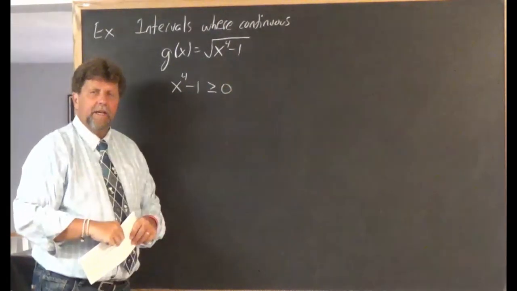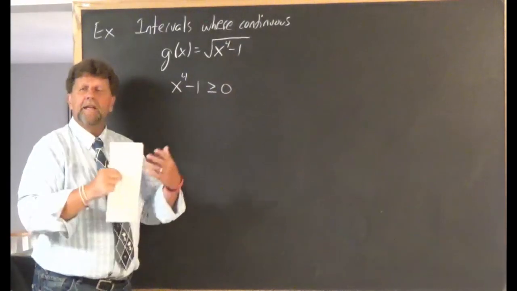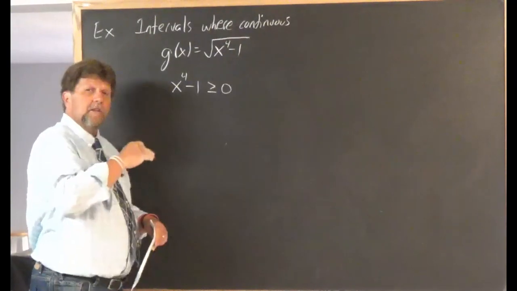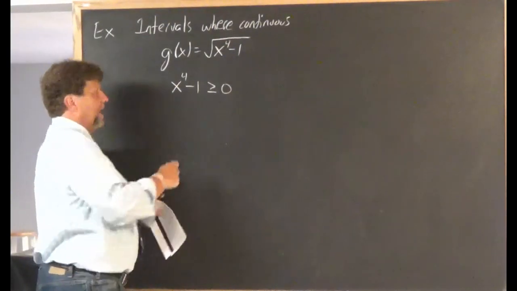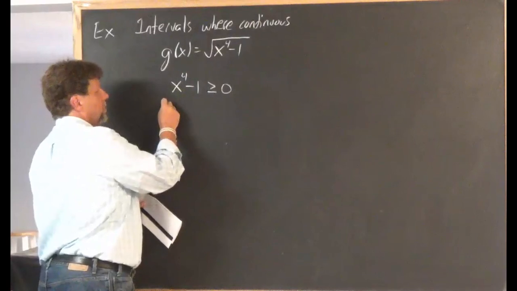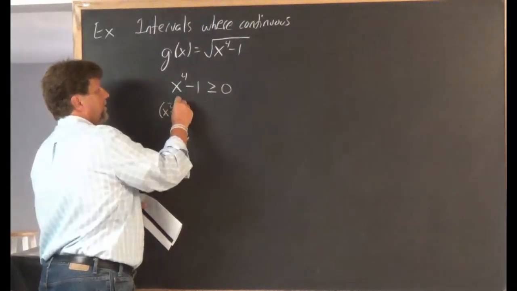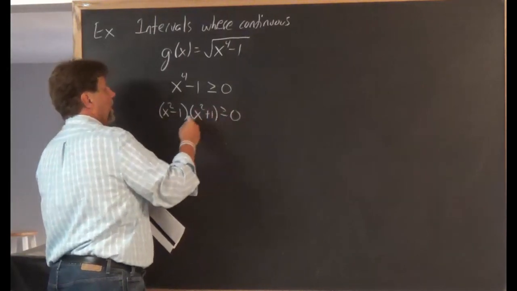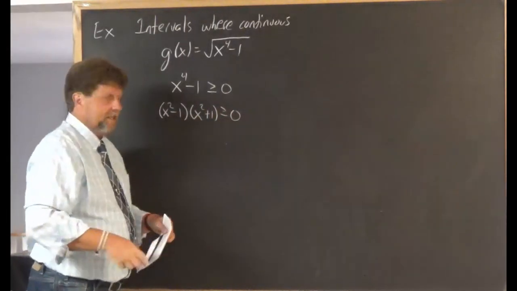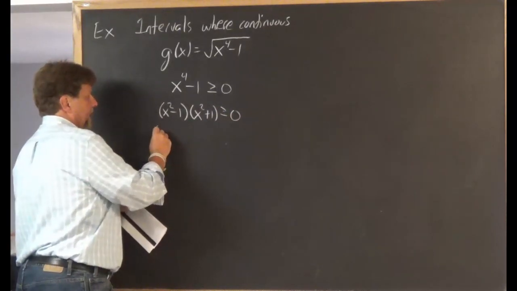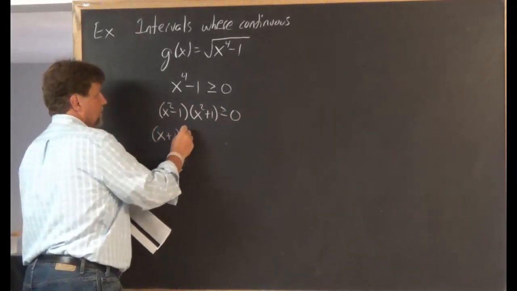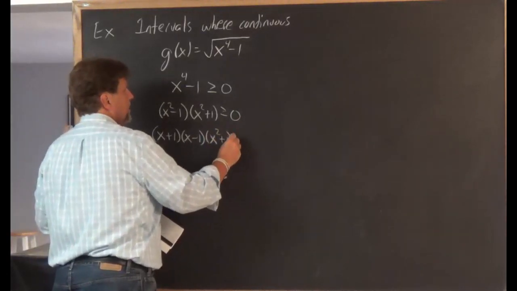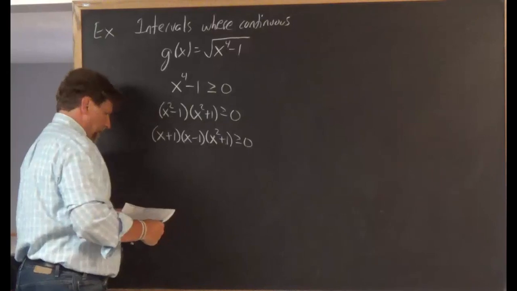I'm going to solve this inequality. That'll tell me the domain, and it will tell me the intervals where the function is continuous. The way to solve this is, we start by factoring. This is the difference of two squares. It factors to x squared minus 1 times x squared plus 1. And then x squared minus 1 is the difference of two squares. It factors to x plus 1 times x minus 1. So now I've completely factored x to the fourth minus 1.